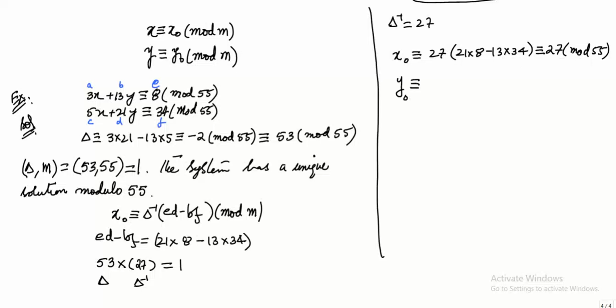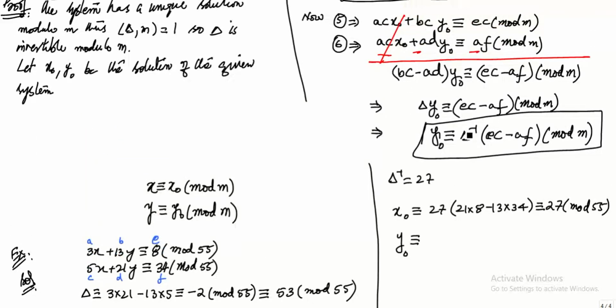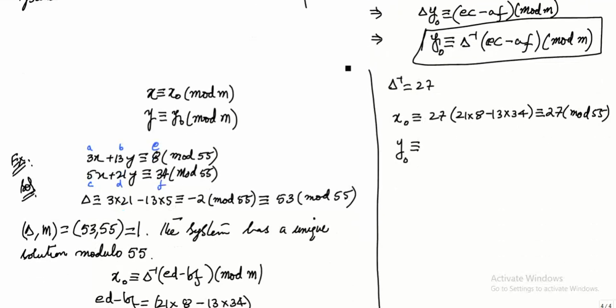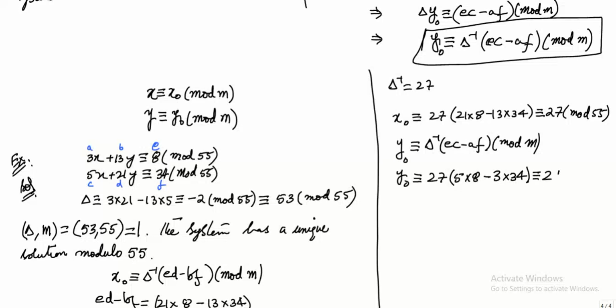Now look at the value for y null. Y null is congruent to delta inverse times EC minus AF, or AF minus EC, there is no difference, modulo m. So y null is congruent to 27 times (EC minus AF). So 5 times 8 minus 3 times 34, which is congruent to 24 modulo 55.